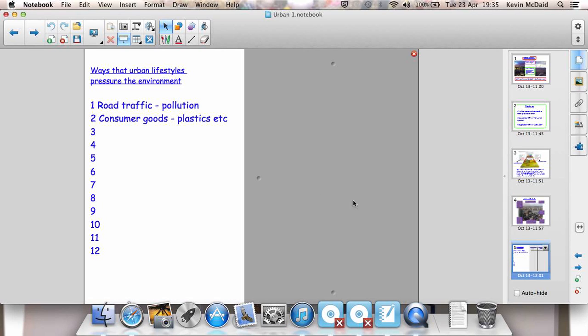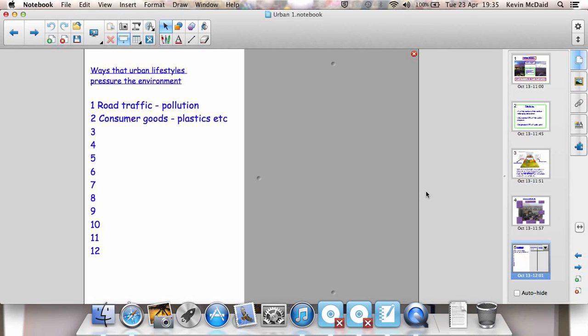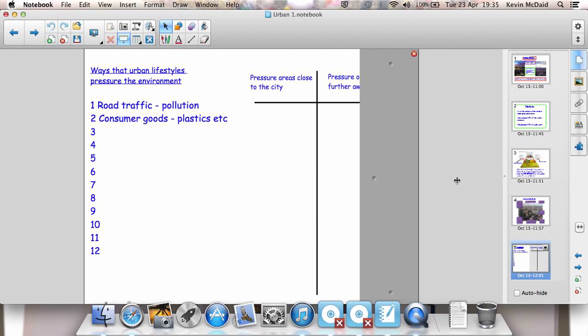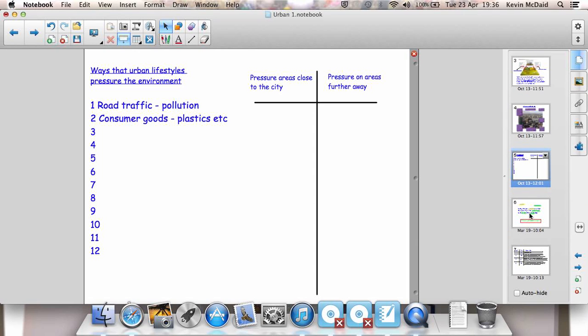And our lifestyles affect the environment in a whole number of ways. Road traffic, consumer goods, housing, the amount of waste that factories and businesses produce. Of course, these things put pressures both on the city itself, but also on areas further away. So all our pollution that we produce, that has a global effect. Litter that we produce has a local effect. So make sure you're aware of those two key differences.